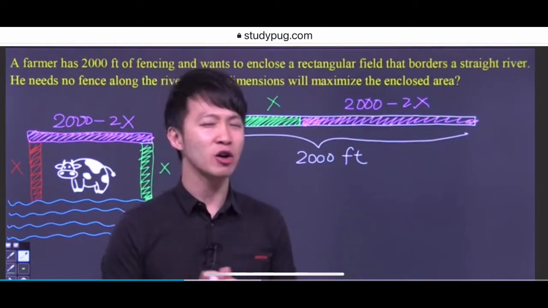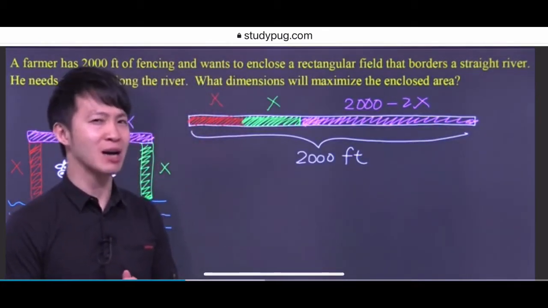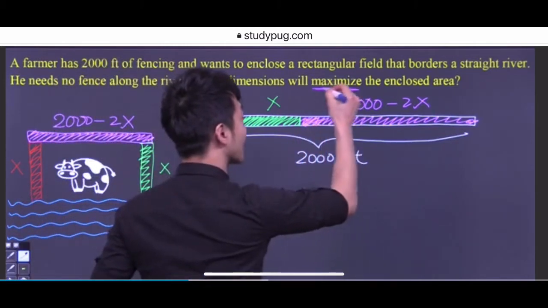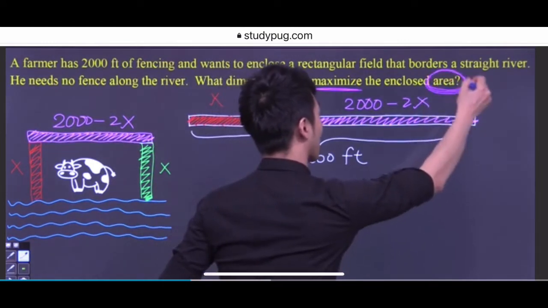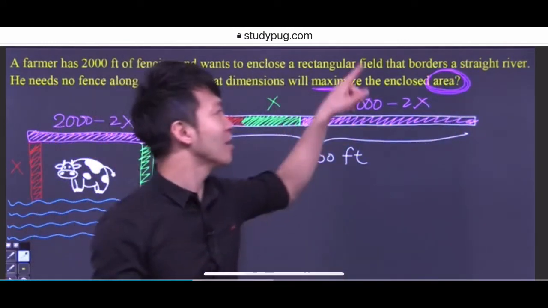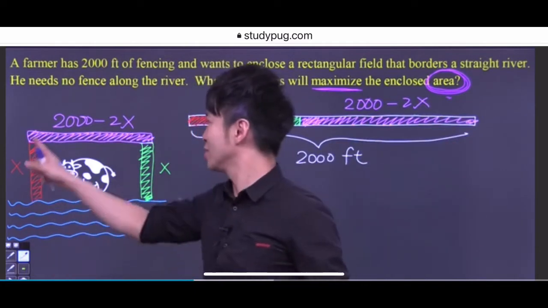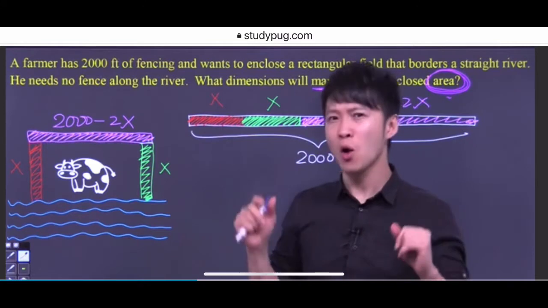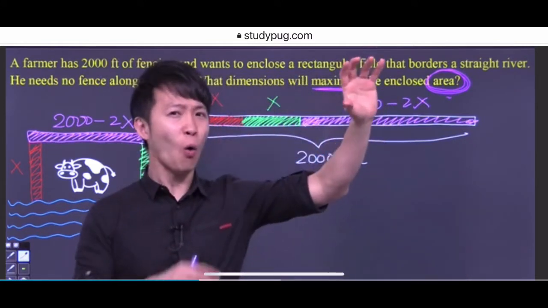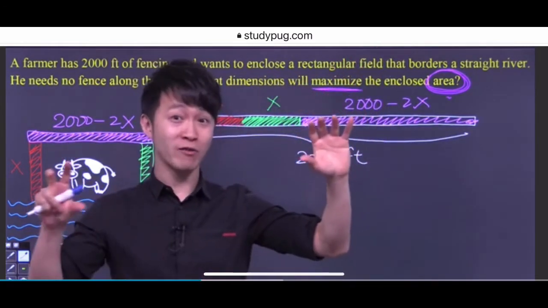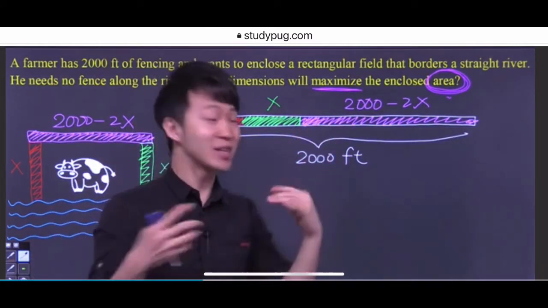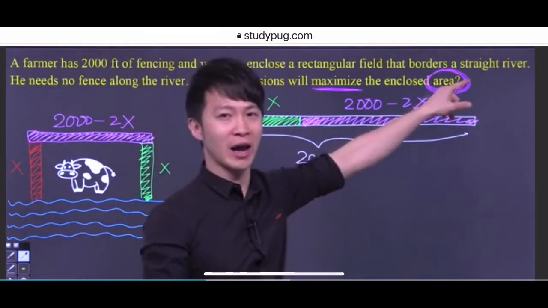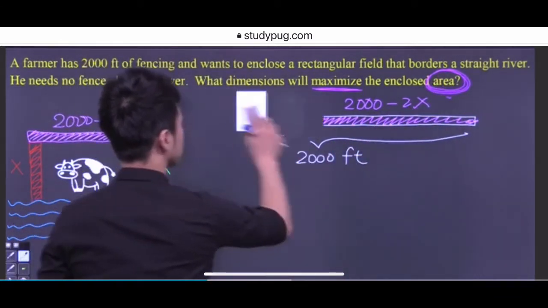Next, we gotta ask ourselves, what are we trying to maximize here? Well, in this question, we are trying to maximize the area. So that means we have to write a function for the area of the rectangular field, right? See, in this section of optimization, whatever you try to maximize or minimize, we have to write a function for that, right? So in this case, we're trying to maximize the area, so we have to write a function for the area. Okay, so let's go.